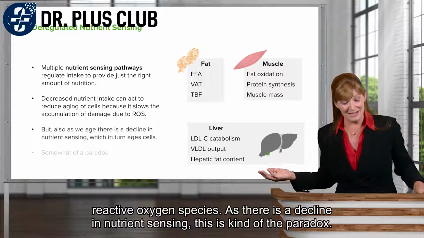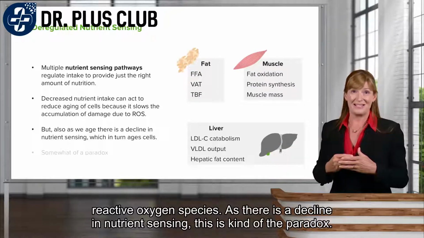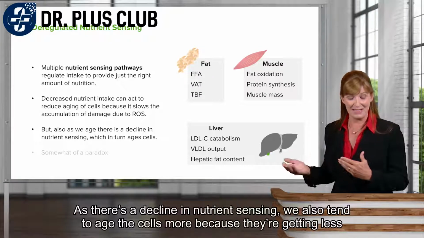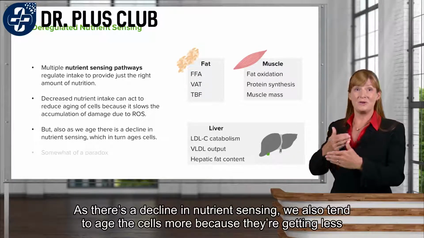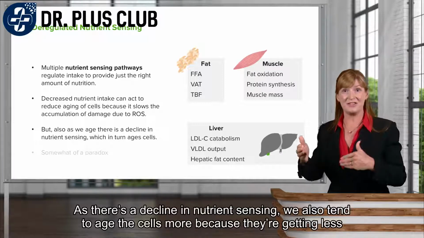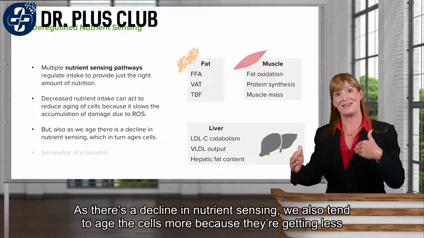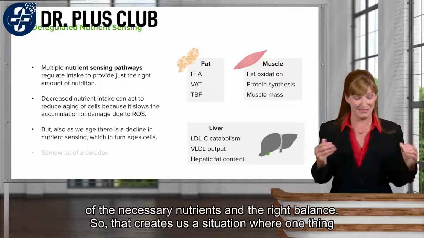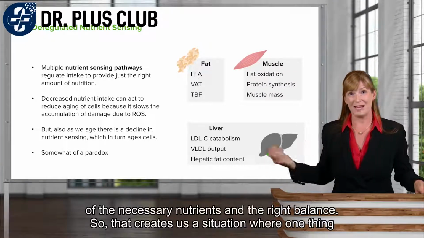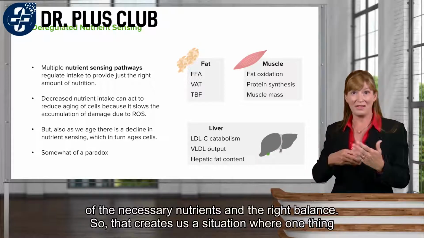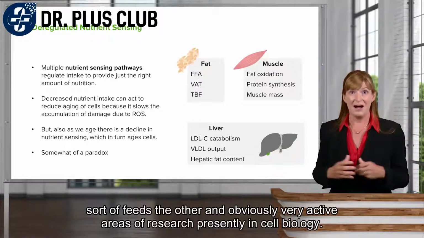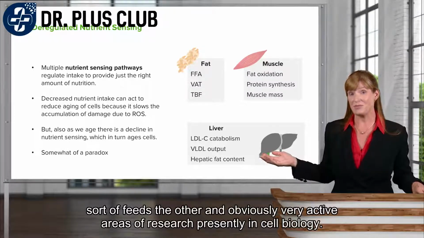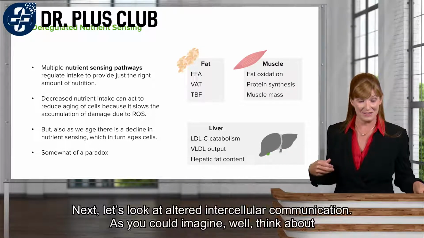So as there is a decline in nutrient sensing, this is kind of the paradox. As there is a decline in nutrient sensing, we also tend to age the cells more because they're getting less of the necessary nutrients in the right balance. And so that creates a situation where one thing sort of feeds the other. And obviously, these are very active areas of research presently in cell biology.